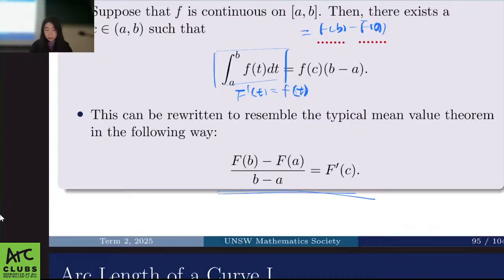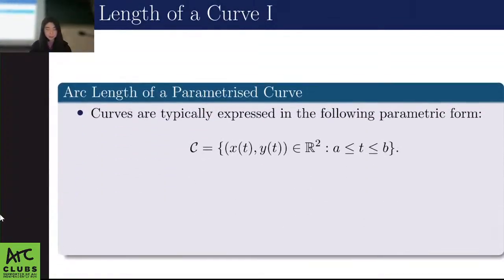From the mean value theorem, we get this equality. We can move the b minus a to the right-hand side to get f dash c multiplied by b minus a, which actually just translates to this equality. So it's the same thing.